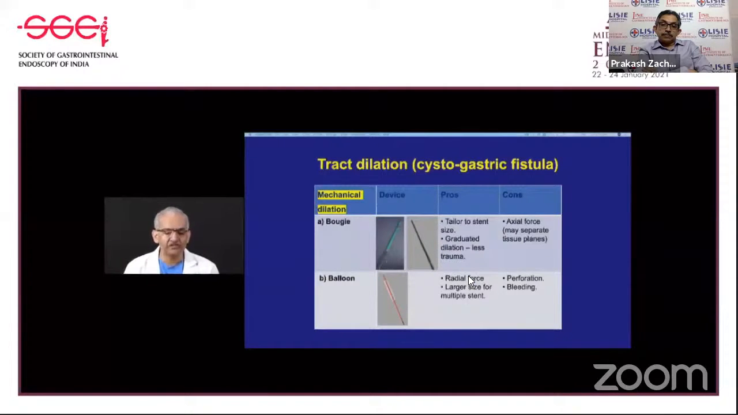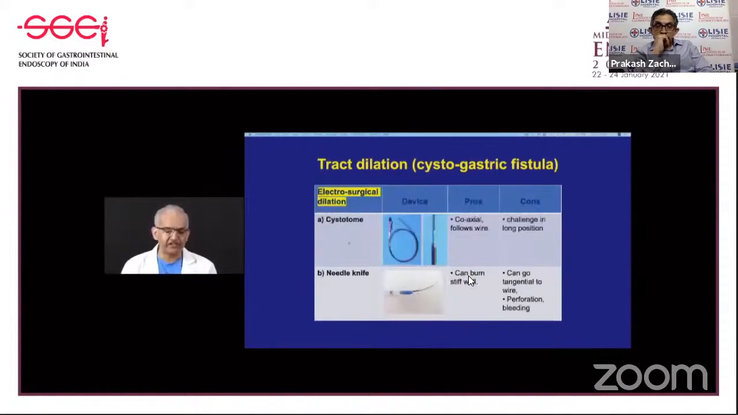As the name suggests, bougies are tapered catheters, which can be in the same catheter. You can have several diameters, or you can use several types of it. Balloon is another way, 4 or 6 millimeter short balloons which are stiff and they can go down easily inside the cavity. The downside of balloons is that perforation and bleeding can happen, and the downside of a bougie is that axial force may sometimes dissect the tissue planes.